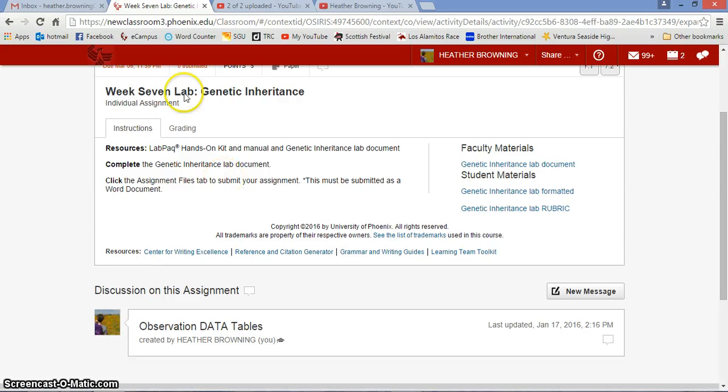Hey all, so here's the week 7 lab. We've got 2 of them, genetic inheritance. Hopefully you started all this stuff earlier, last week at least. Please, please, please say you did. And then we're going to have the inheritance lab formatted and the rubric. You won't see the faculty materials.